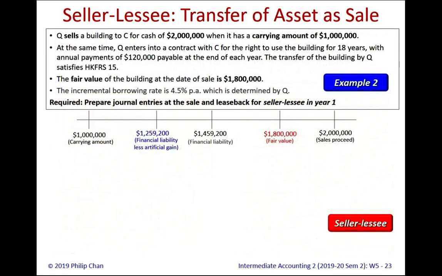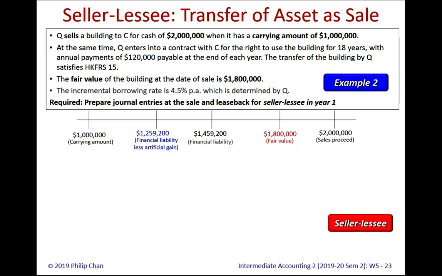In this example, Q sells a building to C for cash of 2 million when its book value is just about 1 million. At the same time, Q enters into a contract with C for the right to use the building for 18 years with annual payment of 120,000 payable at the end of each year. A transfer of the building by Q satisfies Hong Kong FRS 15. The fair value of the building at the date of the sale is 1.8 million, incremental borrowing rate 4.5%, which is determined by Q.